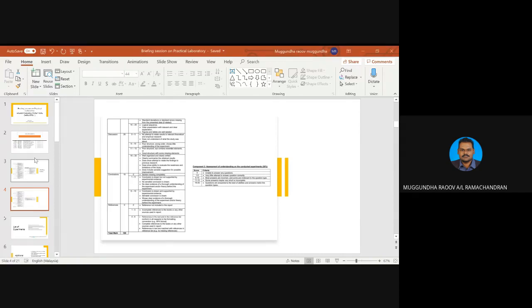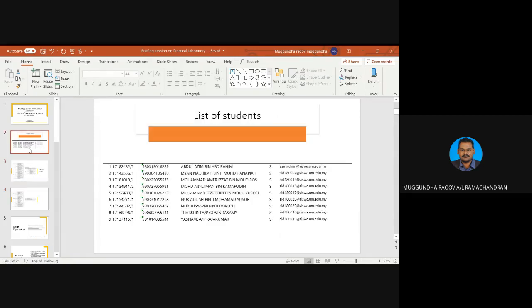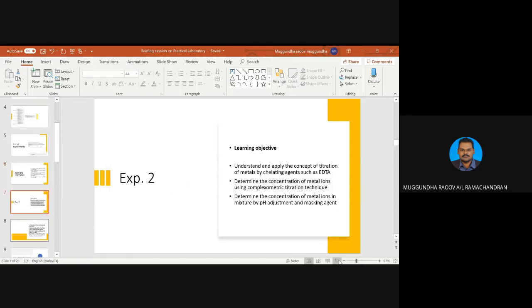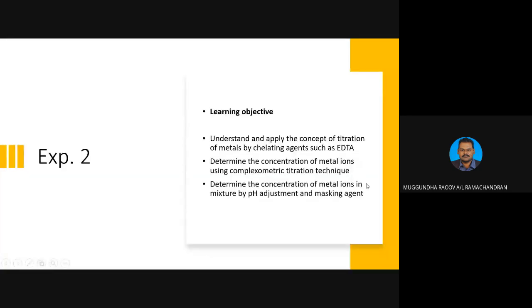So now, experiment number 2, class. Basically in this experiment, we are going to learn about the complexometry titration of metal ions. The learning objective for this experiment is to understand and apply the concept of titration of metals by chelating agents such as EDTA. And this is very important, class.